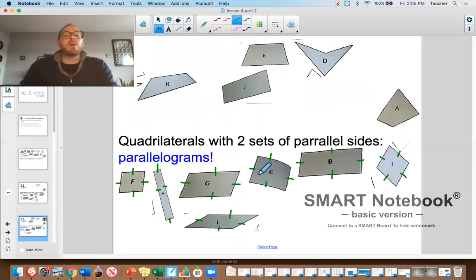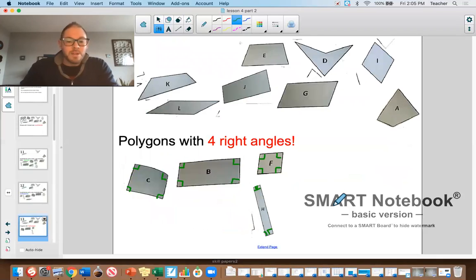Then we wanted to group them for the quadrilaterals that have 2 sets of parallel sides. And those are called parallelograms. So here are all our shapes with 2 sets of parallel sides. Then we wanted to see which polygons had 4 right angles. And remember, a right angle is like a square. So we know that letters C, B, F, and H all have right angles.